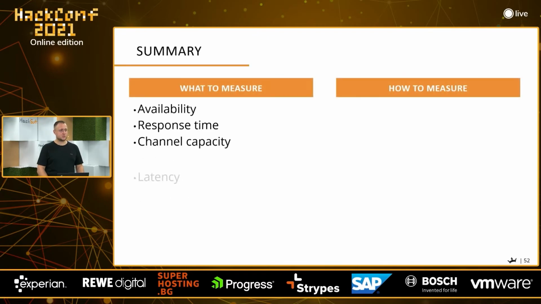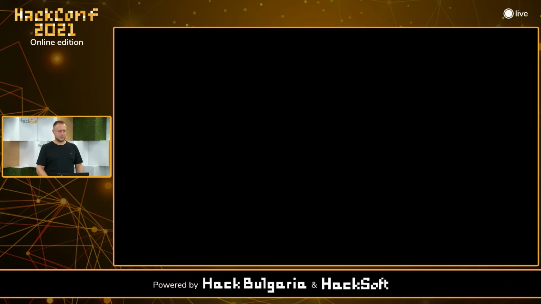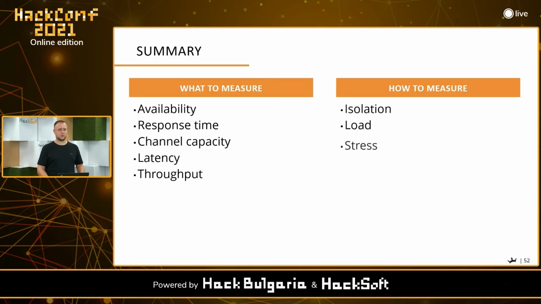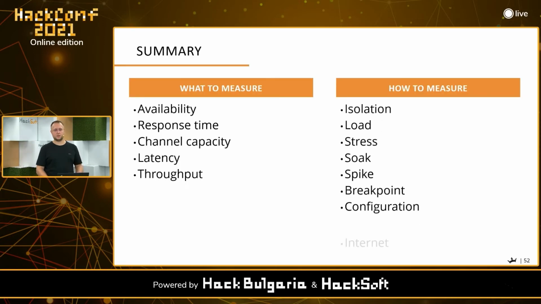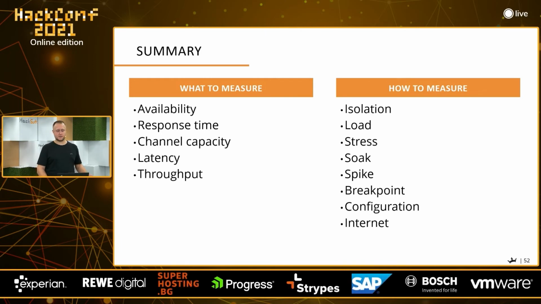So, in short, we should measure availability, response time, channel capacity, latency, and throughput of our system. Obviously, these are defined mostly by our business and environment. How we are going to measure is by doing isolation, load, stress, soak, spike, breakpoint, configuration, and internet testing in case of systems that are available around the internet.